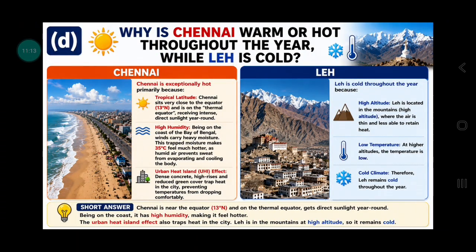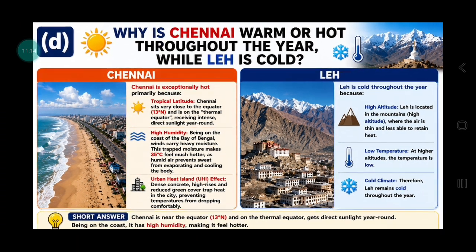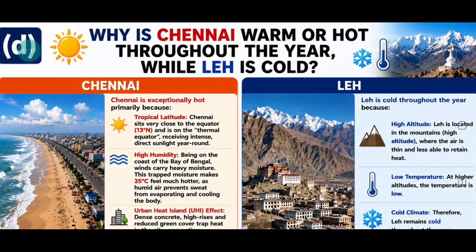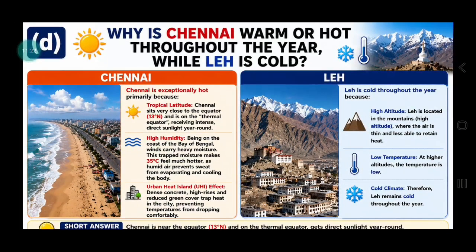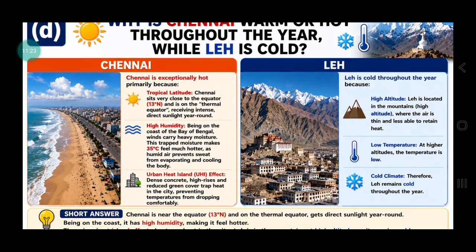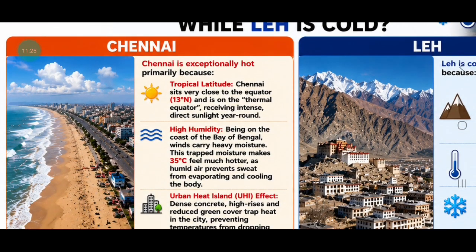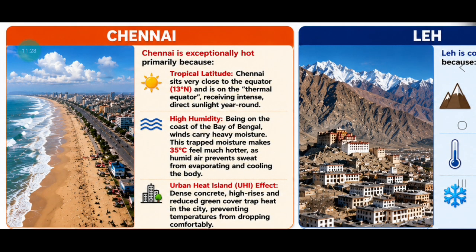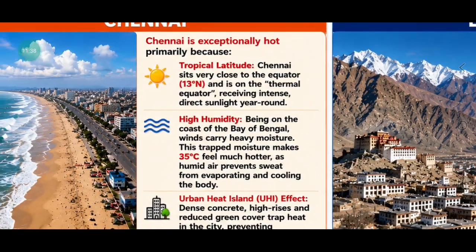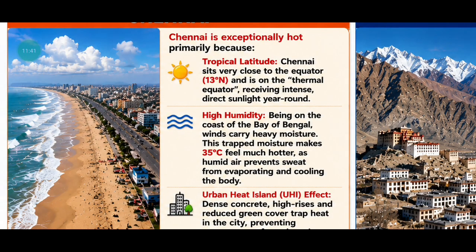Now let's go to the next question. Why is Chennai warm or hot throughout the year while Leh is cold? Let's find out the causes. Here it is Chennai. Chennai is extremely hot because of its tropical latitude. Focus on its location. It is situated on tropical latitudes.